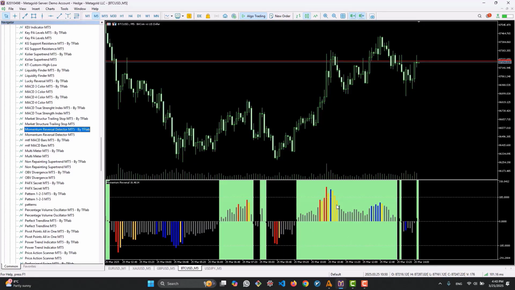For example, here we have two peaks, where the second peak is shorter than the first peak. But in terms of price, the second peak is higher than the first peak, and this indicates a divergence.